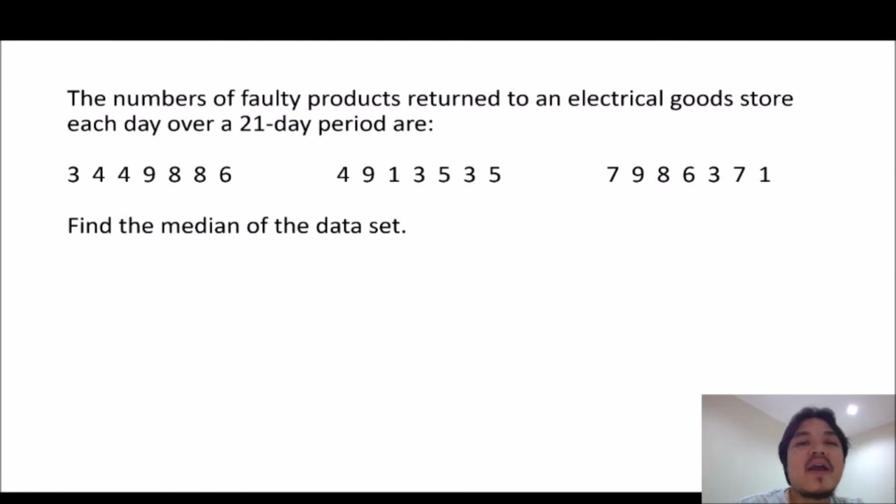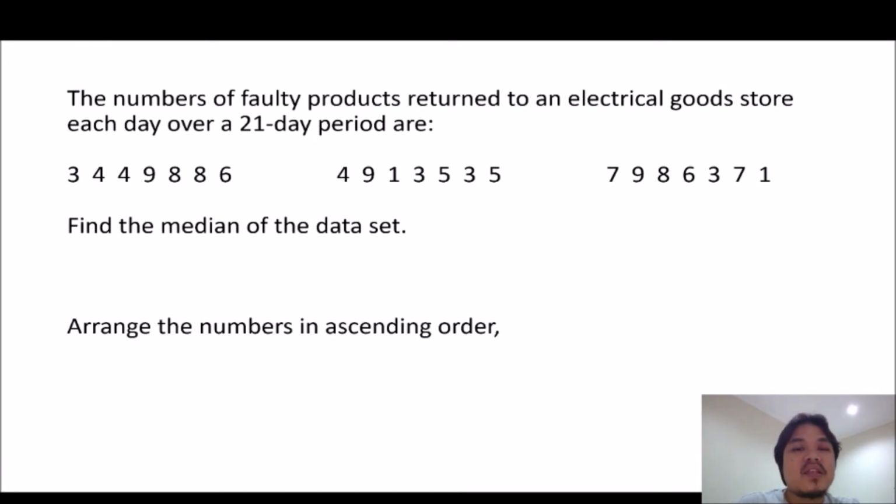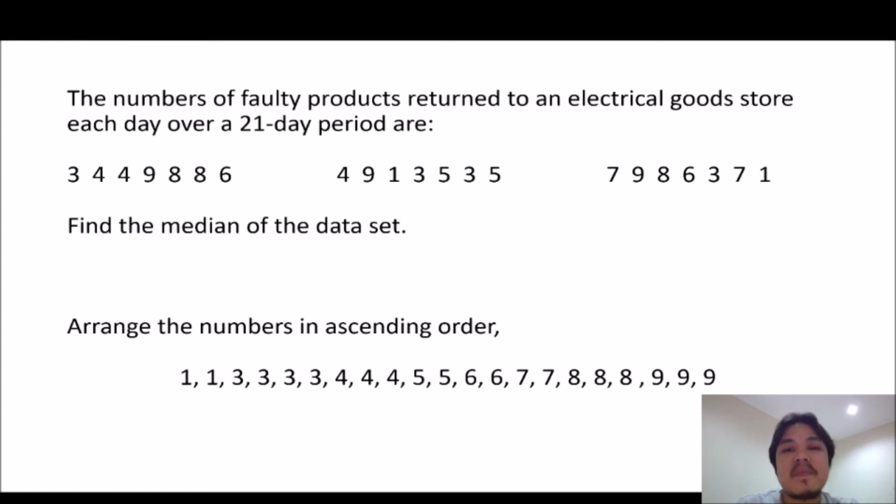To find the median of the data set, what we will do first is arrange the scores in ascending order. It means from the smallest value to the highest value. Arranging it will give you this. Okay, so to find the median, since we have 21 scores, our n is 21.